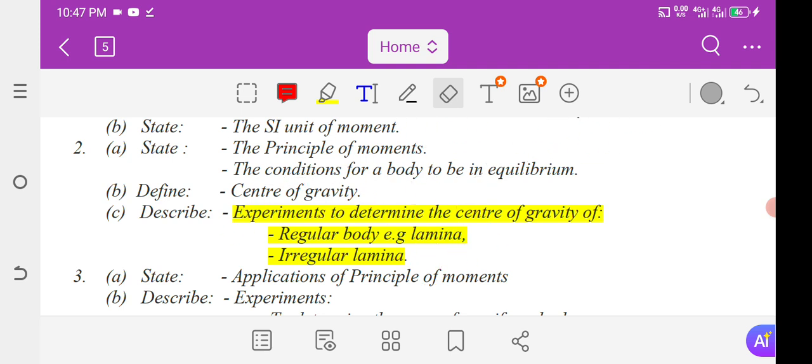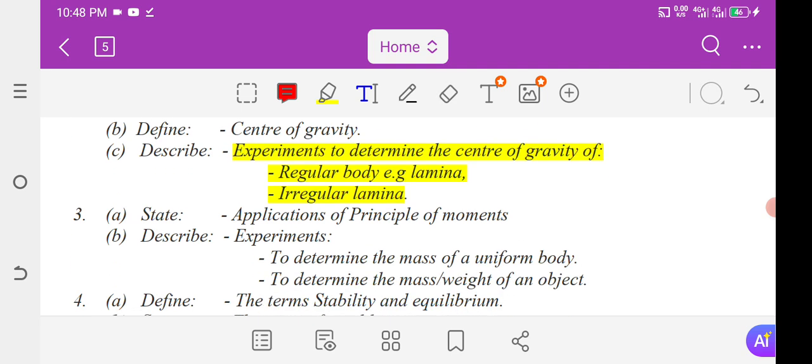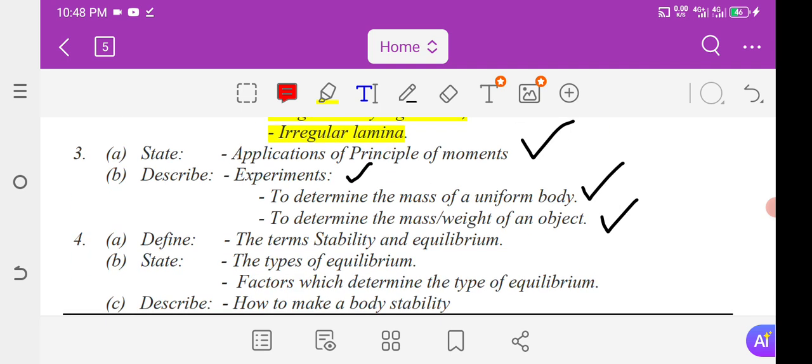We shall also go on to look at the applications of the principle of moments. We shall describe experiments to determine the mass or weight of an object using our knowledge of turning effects.